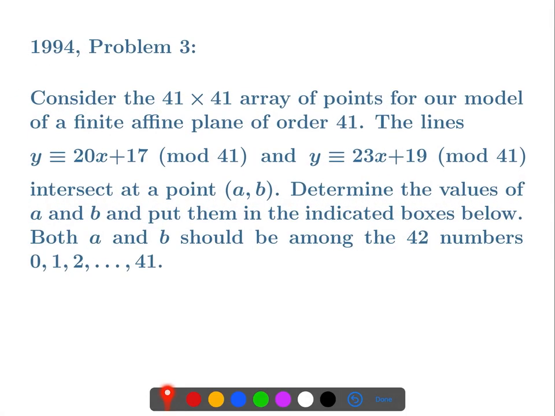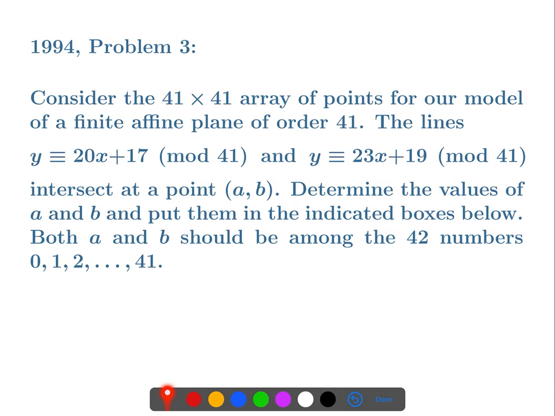In this problem, we're trying to see where 2 lines, y is equal to 20x plus 17 mod 41, and y is equal to 23x plus 19 modulo 41, intersect. 2 lines in an affine plane of order 41 don't always intersect. You can have parallel lines, but these 2 lines intersect, and we're trying to find the point of intersection.